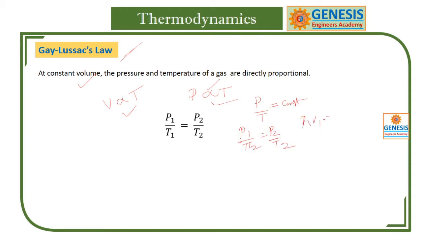P1 V1, or PV is equal to constant, this is Boyle's law. V by T is equal to constant, this is Charles' law. V by N is equal to constant, that is Avogadro's law.